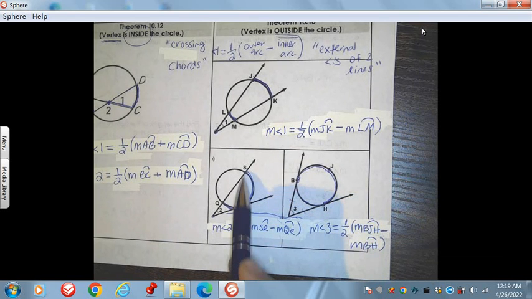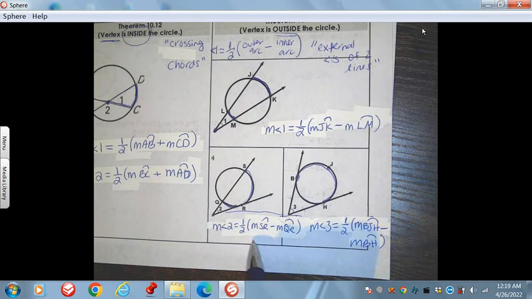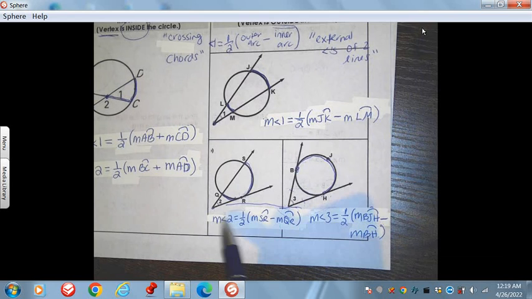So this is what it looks like for these bottom two diagrams, where it's the same concept just drawn slightly different, where now this is a tangent line and this is something called a secant line, but the idea is still that the measure of angle 2 would be the outer arc, measure of arc SR, minus the measure of arc QR. So we would still subtract them in that order to find the measure of angle 2.